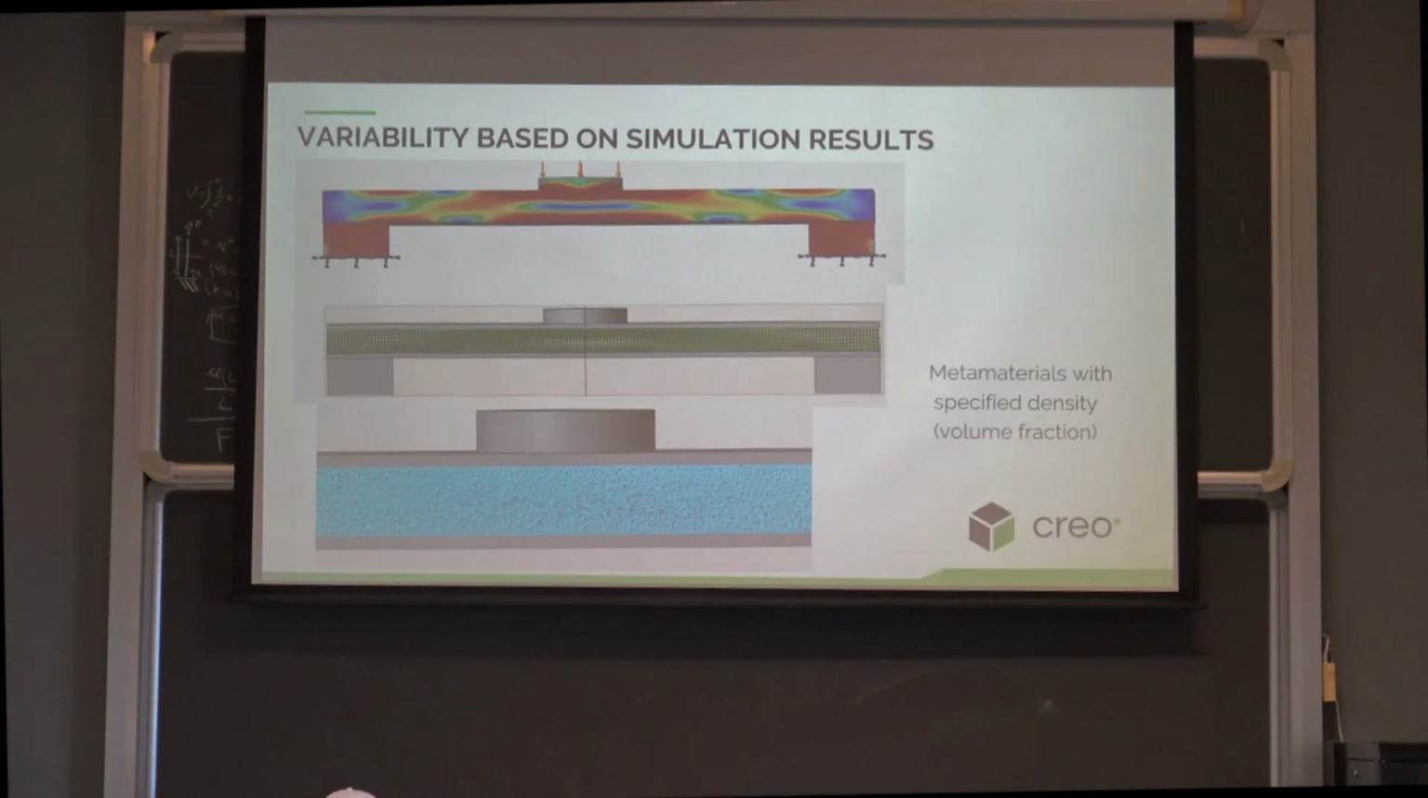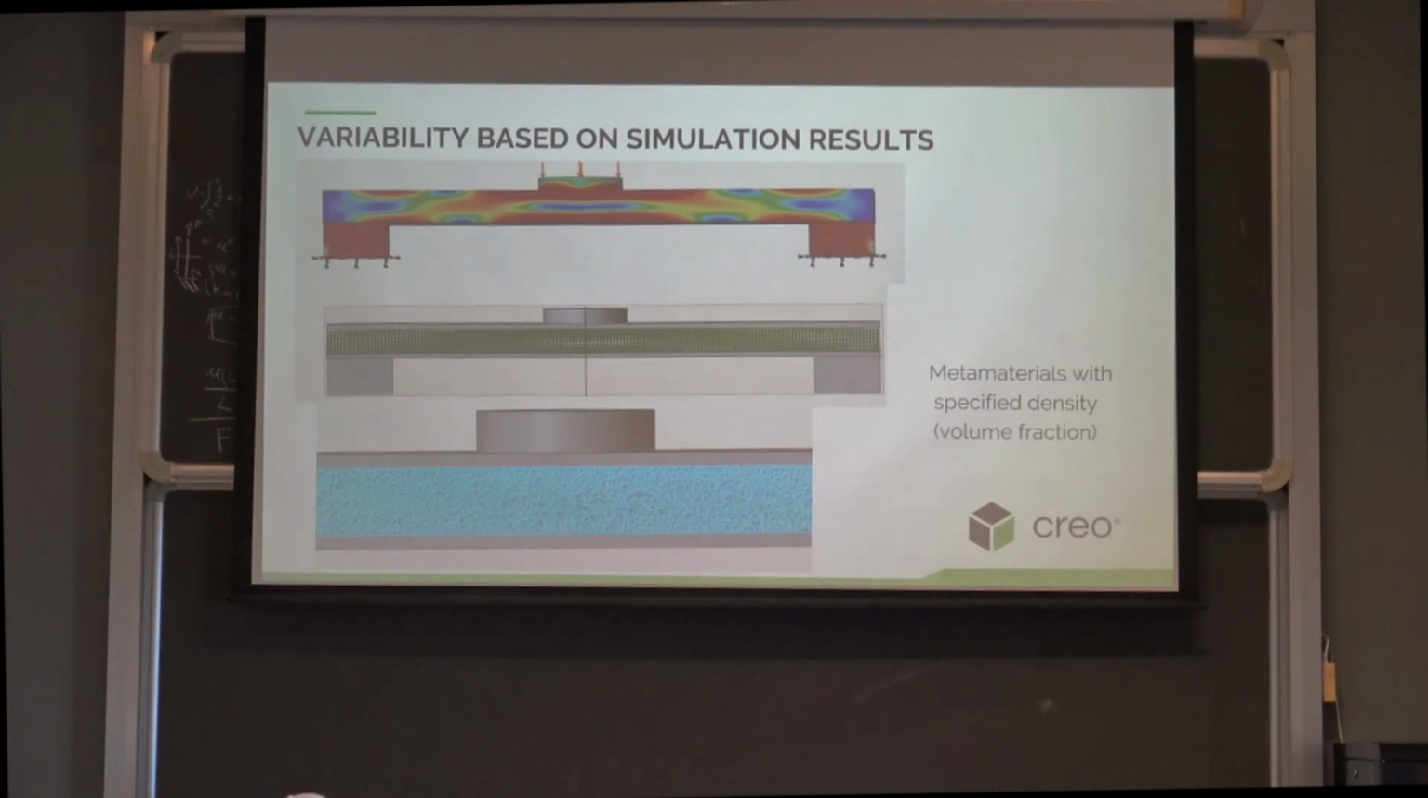So you have actually two options. You can keep the regular lattice, and in this case you need to vary the beam thickness. This is the picture in the middle. Or you can work with stochastic lattices. In this case the beam thickness would be constant, but you vary the cell sizes. Both of them serve the same goal. So Creo supports the whole workflow.